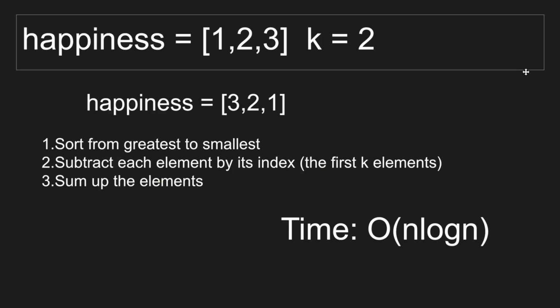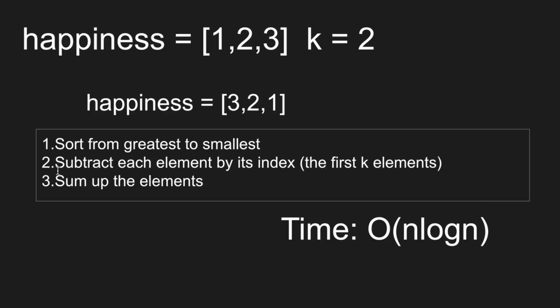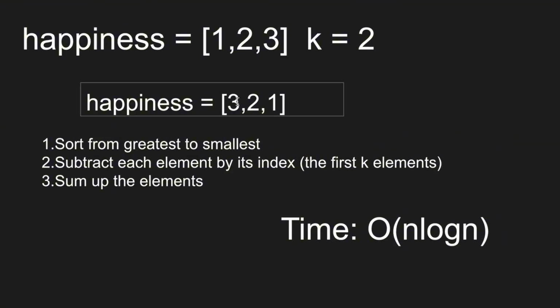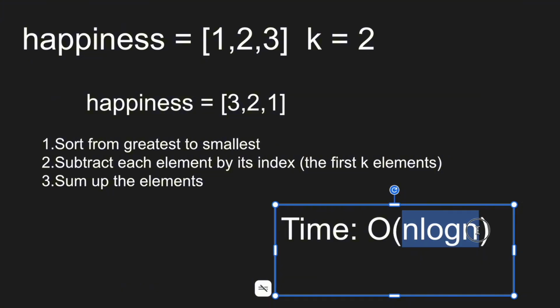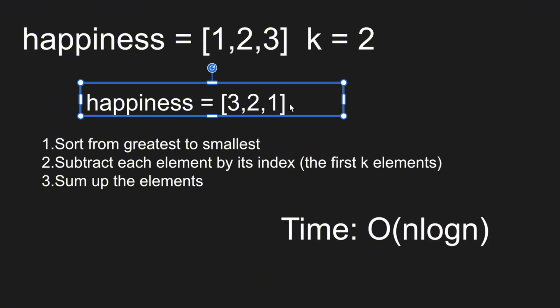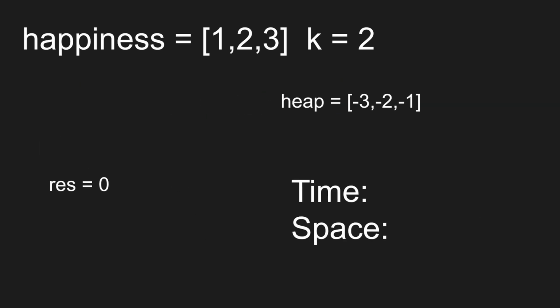So now that we have seen some examples, let's get to how we can solve this problem. The way that we can solve it is we can first sort the array from greatest to smallest, and then we would subtract each element by its index for the first k elements. So we can do 3 minus 0 and then 2 minus 1. And then after you have the first k elements, you can sum up the elements and return that as your result. But this method will take O of n log n time because you have to sort this happiness array. And there's actually a more efficient way to solve it, and that is, instead of sorting the whole array, we can just use a heap instead.